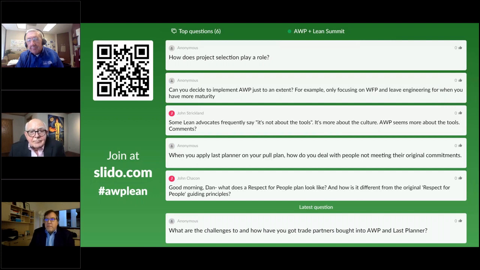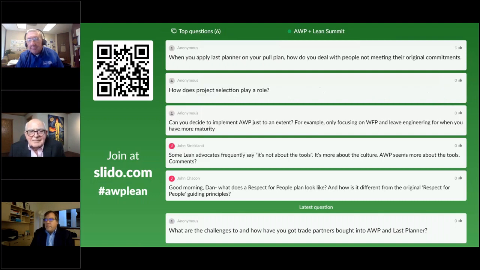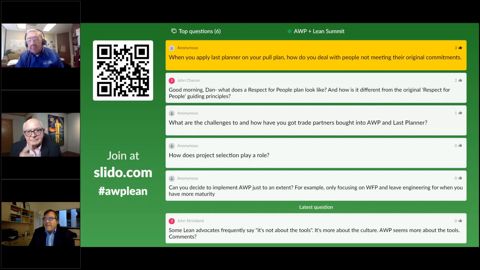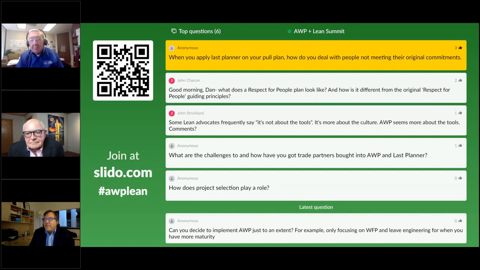So if you take a look at the Slido, you'll notice that over on the right-hand side right now it's all zeros. Just like on Facebook, you can like things, and if you like them, it actually increases where the ranking is. This way we can address the questions that most people are interested in hearing about. So could you please take a minute to go and vote on the questions that are there, and also continue to add new questions. So the first question I'm going to ask the panel is, when you apply last planner on your pull plan, how do you deal with people not meeting their original commitments?